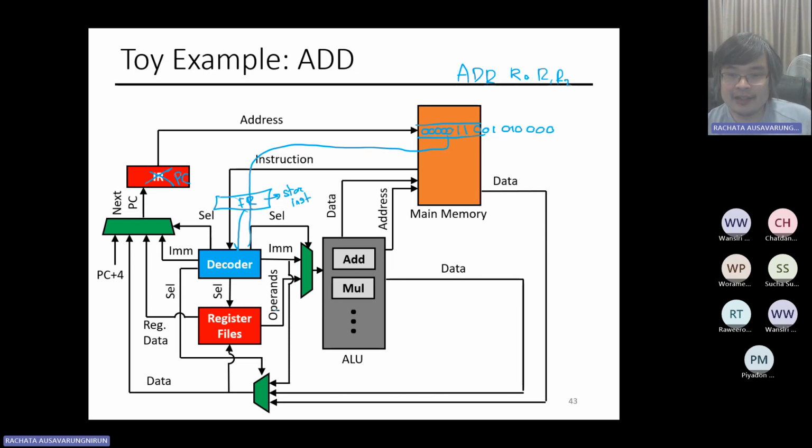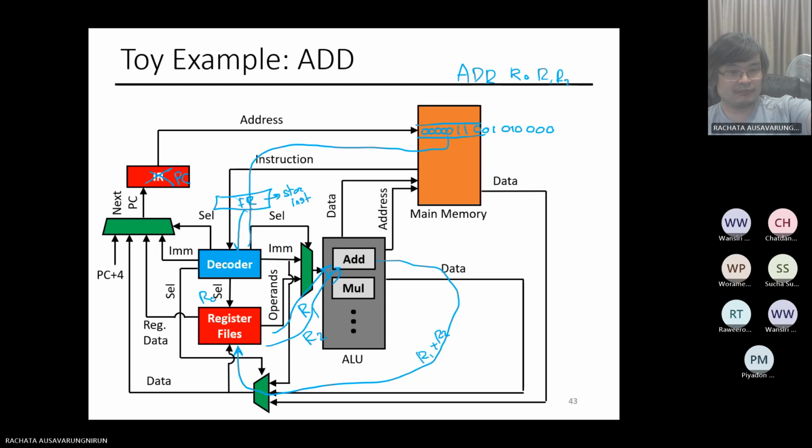So in this case, the decoder fetches R1 and also fetches R2 to my adder. Then once you're done, the adder will forward the data over here. This would then select R0, put the result of R1 plus R2 into the register file, and overwrite whatever is in R0. So now R0 should have R1 plus R2.